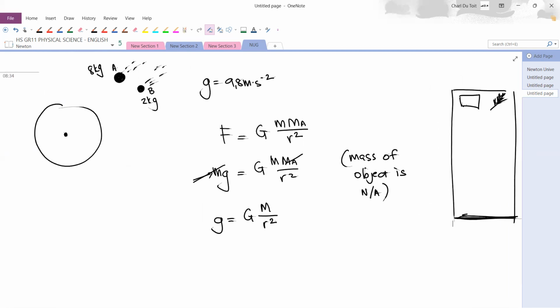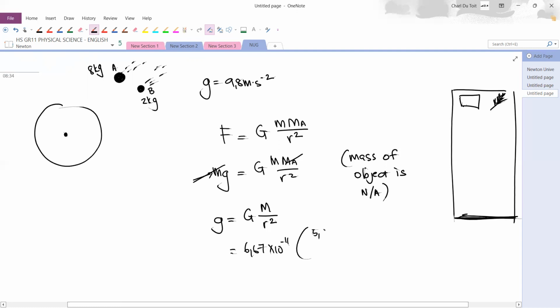Because this G value, if you now put in 6.67 times 10 to the power of minus 11, and you put in the mass of the Earth, which is 5.98 times 10 to the power of 24, and you divide that by the radius of the Earth, which is 6.38 times 10 to the power of 6, then you get, well, this is rounded off numbers, you'll get 9.8 roughly. So this value is true for the Earth, and only if you're on the surface of the Earth.